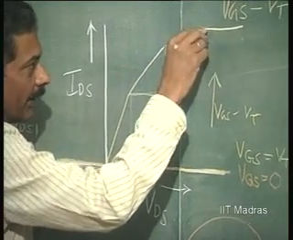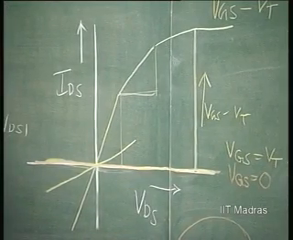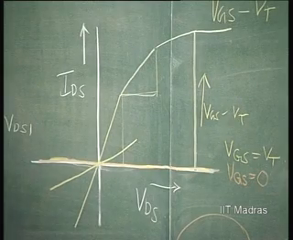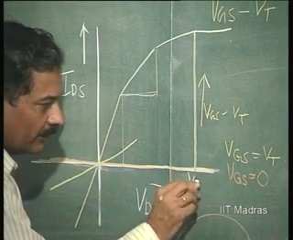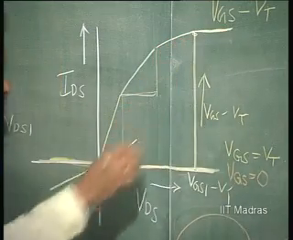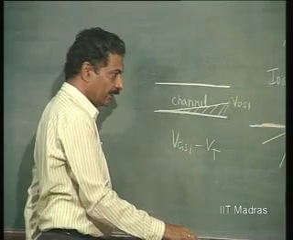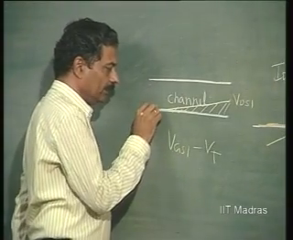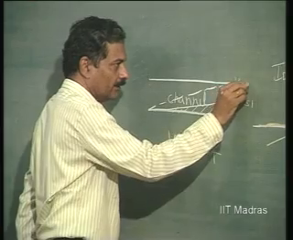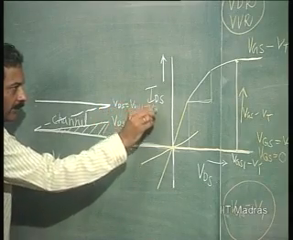Ultimately, at the pinch off point, what is the pinch off point? VDS equal to VGS1 minus VT. At this point, VDS equal to VGS1 minus VT, this channel gets completely closed. So, we can say that this is the position for VDS equal to VGS1 minus VT.